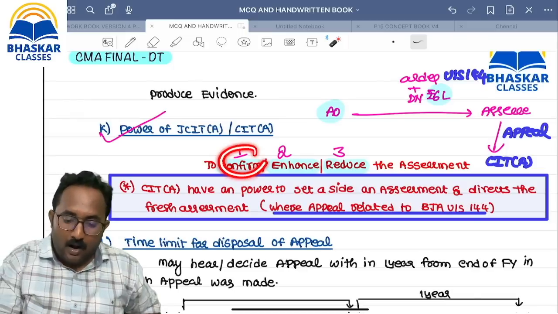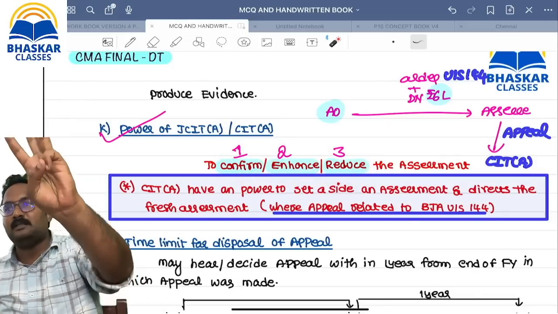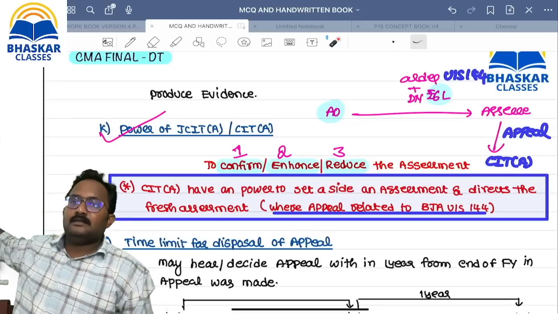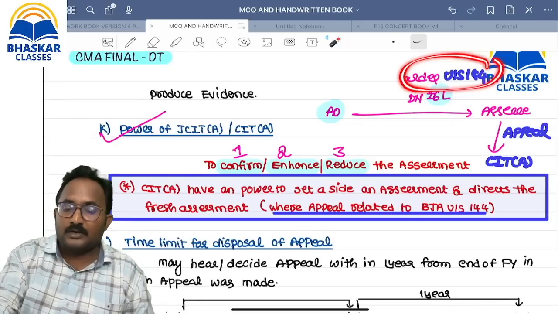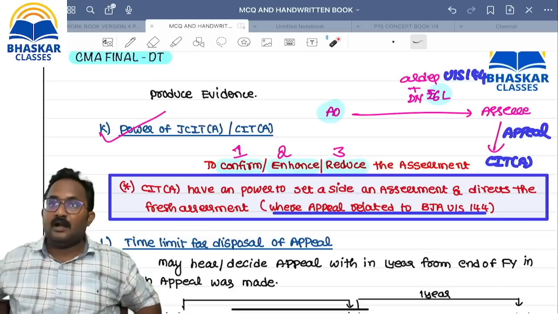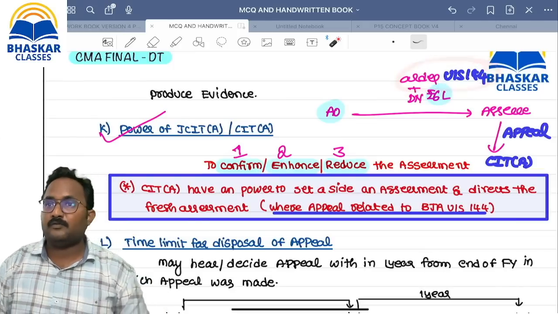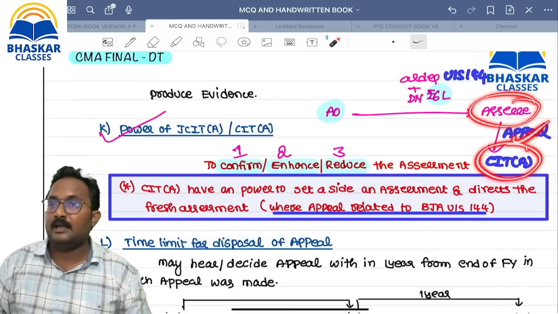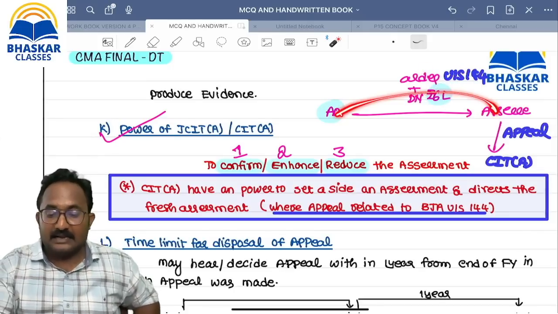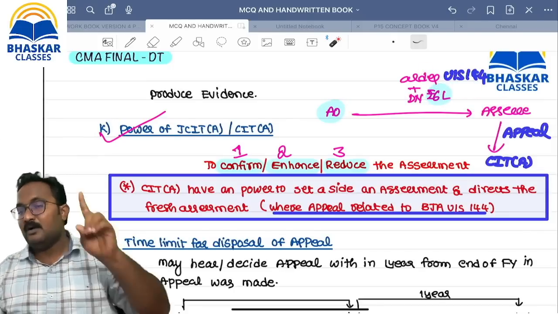So normally all assessment related powers are 3 marks. What are the powers? Confirm, enhance, reduce. But the last one is added as an amendment. If that order is a 144 order, that means a best judgment assessment order. The assessing officer already passed the order under section 144 and the assessee makes an appeal to CIT. Yes, CIT appeals has the power to set aside this order and direct the assessing officer to conduct the fresh assessment.